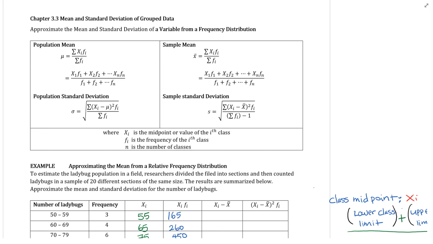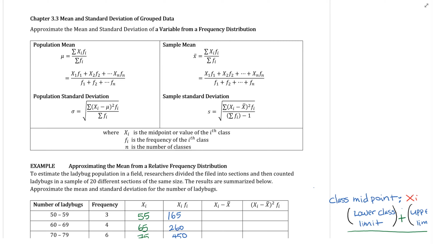Hello, in this lesson, I'm going to go over how to calculate the mean and standard deviation of grouped data. First, I'm going to do it by hand computation, and then I'm going to do it by calculator. So let's do it. This is an example below here.